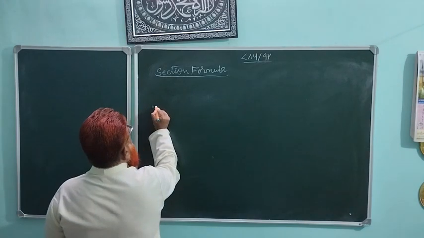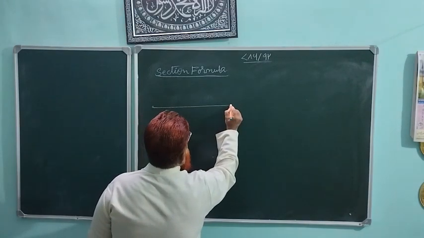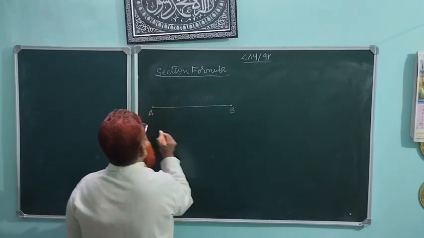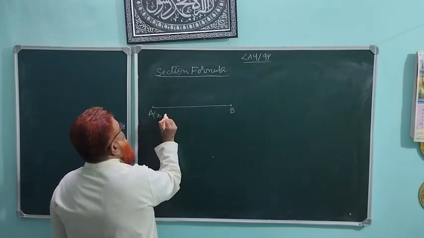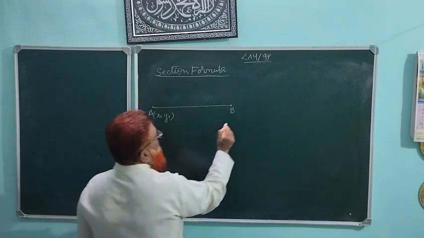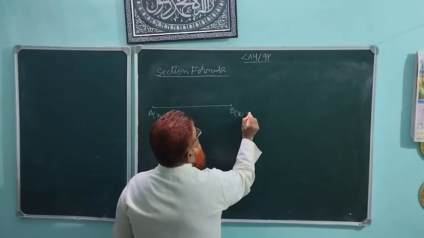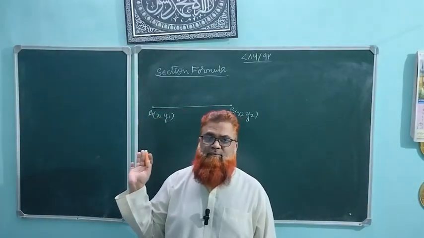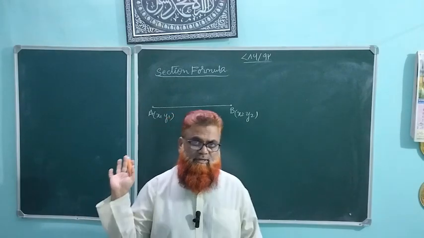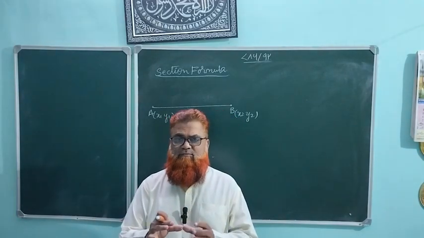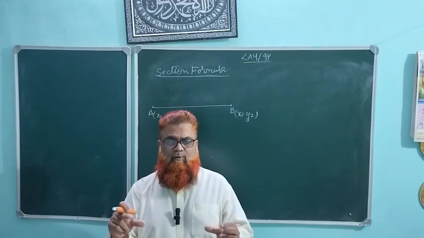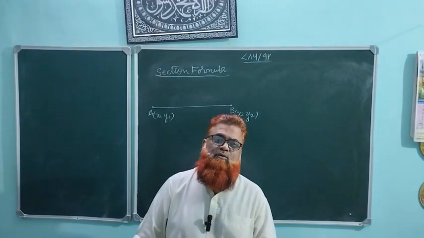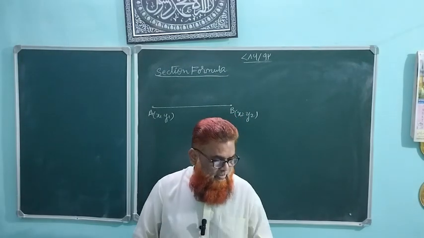Take a straight line. See, here is a line AB, right? This is the point A and this is the point B. Point A has coordinates x1, y1 and B has coordinates x2, y2. In our previous video and discussion we learnt what the distance formula is: finding the distance between the 2 points. The distance formula is the square root of (x2 minus x1) whole square plus (y2 minus y1) whole square.